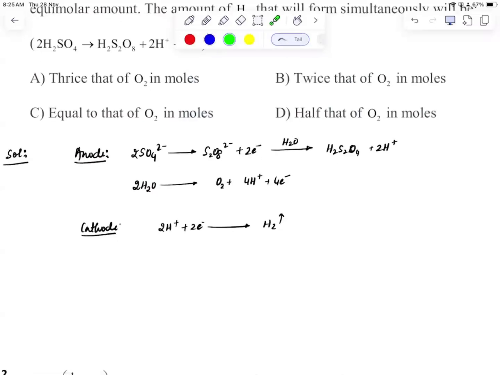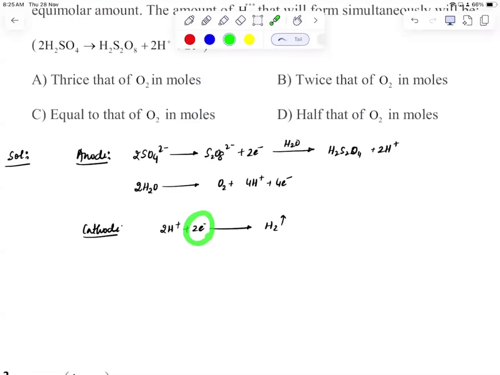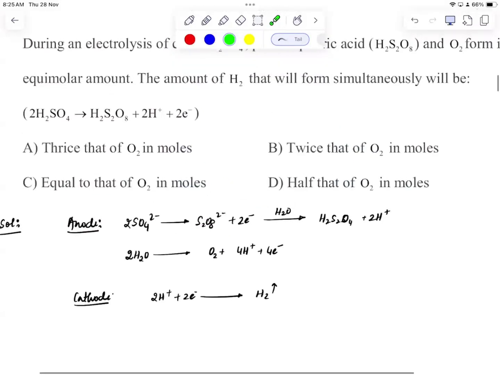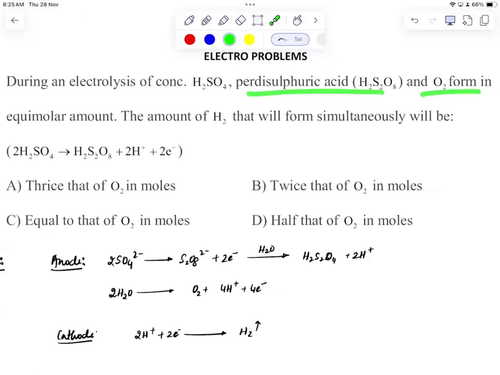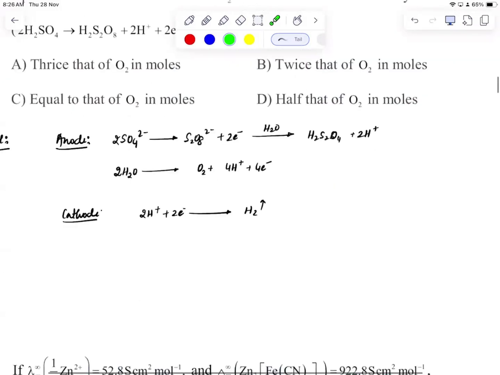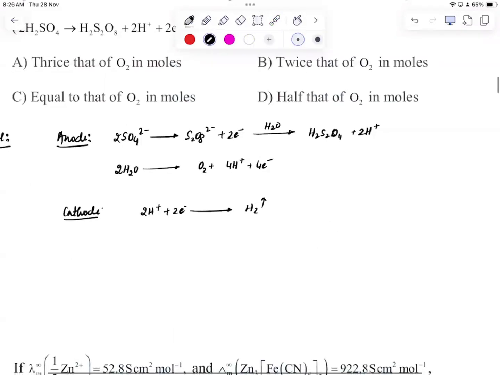Now, the amount of charge used here should be the same as the amount of charge used for both of them. Why? Because it is being said that both the reactions are happening at anode, and peroxydisulfuric acid and O2 are both forming in equimolar amount. Got it? Suppose for 1 mole of H2, 2 Faraday charge has been used.